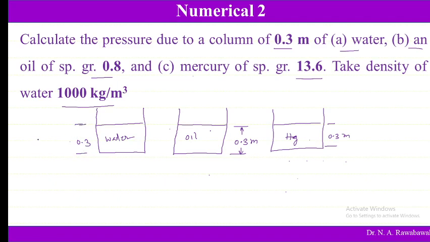We have already seen that the pressure intensity due to a static fluid is rho g h. So h is given, rho we have to know, g is constant. Rho for every liquid is different, therefore depending on the rho, the pressure acting at the bottom of the tank is going to change. So we have A, B, C, three types of liquids, and we have to find out the pressure intensity at the bottom of these tanks or containers due to the different liquids.